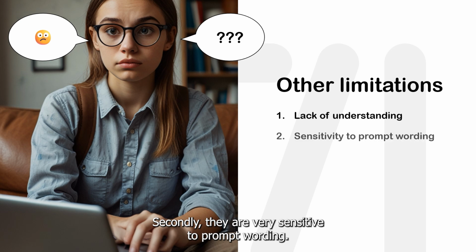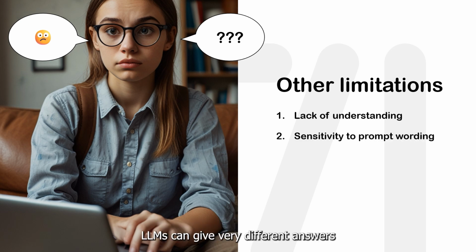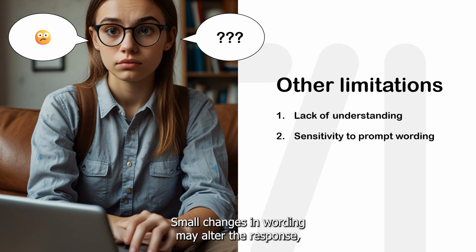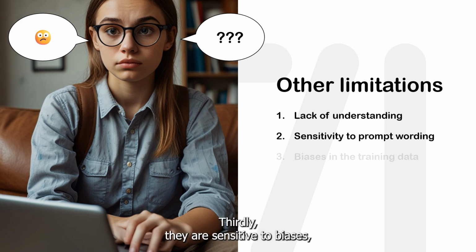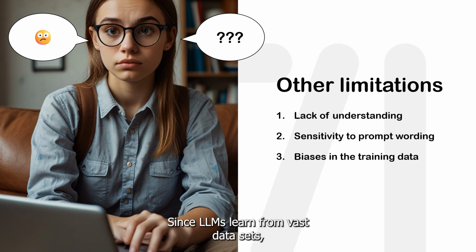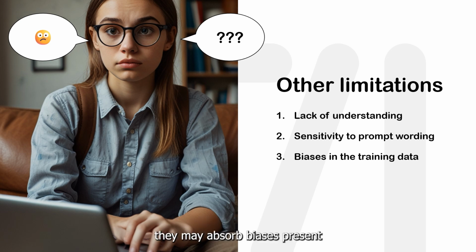Secondly, they are very sensitive to prompt wording. LLMs can give very different answers depending on the phrasing of the prompt. Small changes in wording may alter the response, sometimes leading to inconsistencies. Thirdly, they are sensitive to biases in training data. Since LLMs learn from vast datasets, they may absorb biases present in the data, leading to responses that reflect cultural, social, or other types of biases.